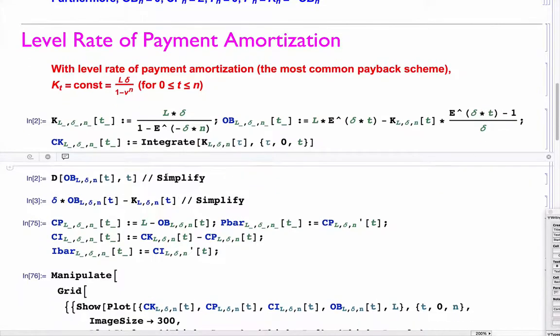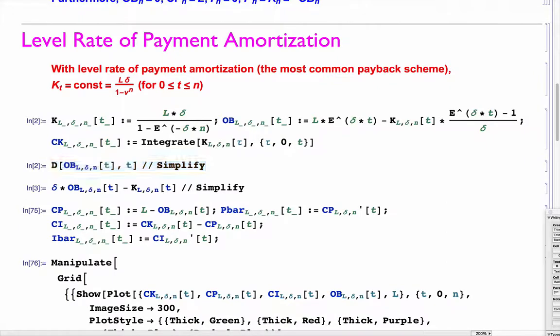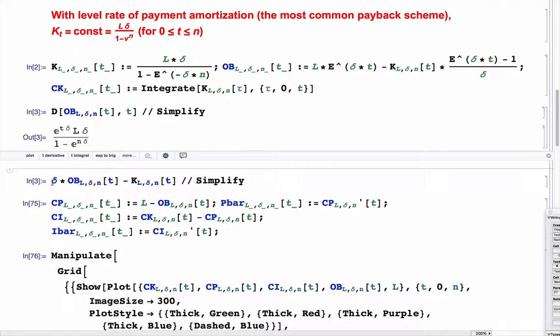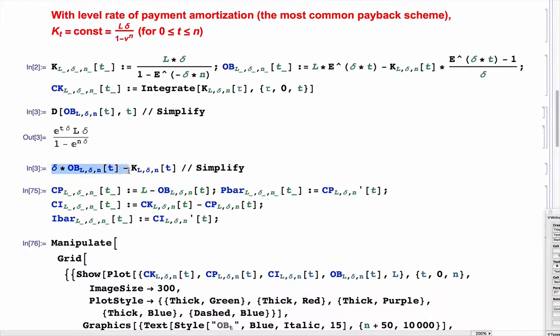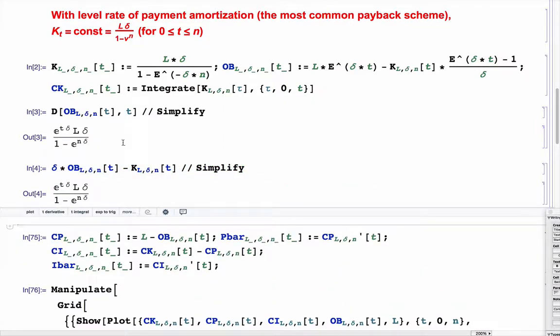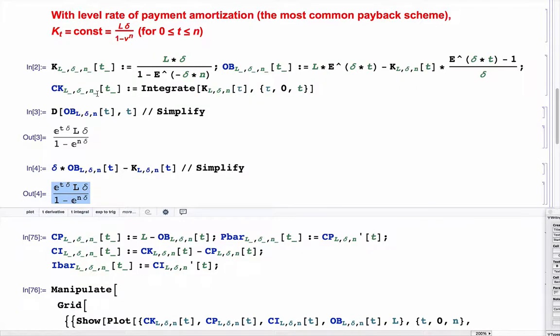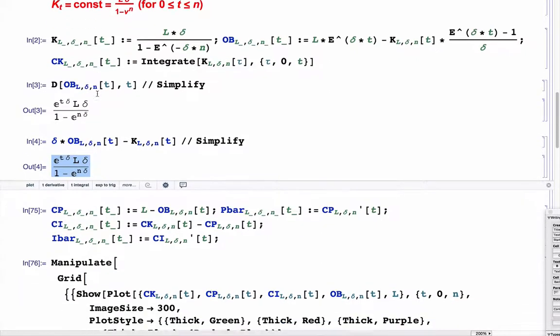What I'm going to do first is verify that the differential equation for OB is satisfied. This code right here finds the derivative of OB with respect to t and then simplifies it. What does that equal for this example? It equals this. This code simplifies the right-hand side of the differential equation, delta times OB minus k. We should get the same thing, and we do. These two things are the same. This is verifying that for this kind of situation, the differential equation for OB is satisfied.